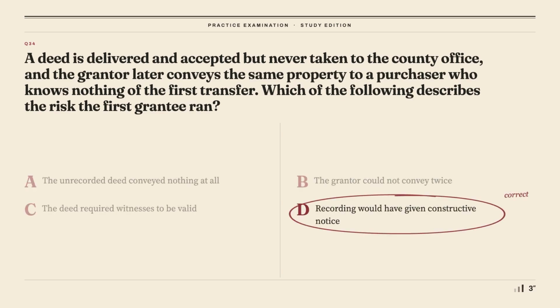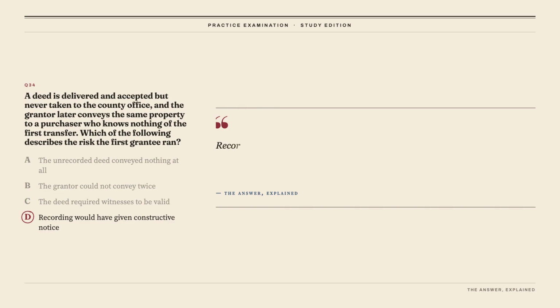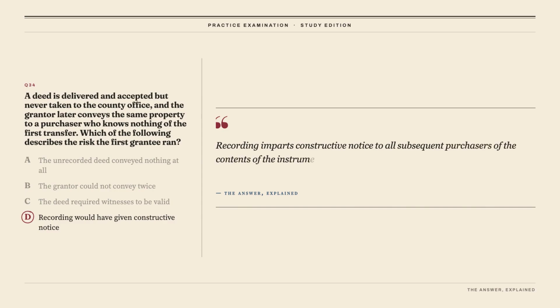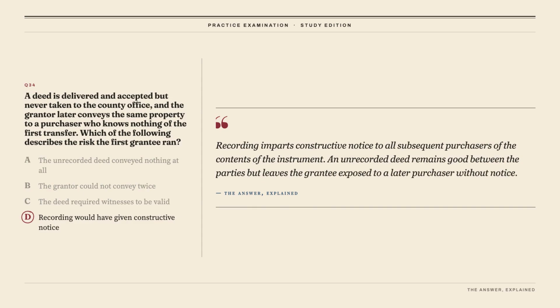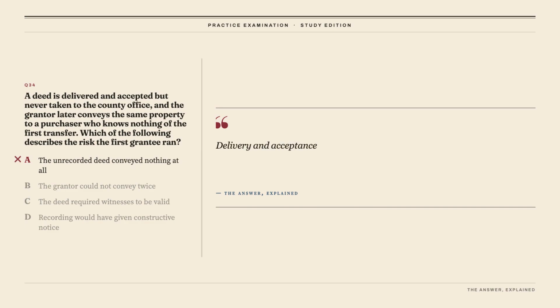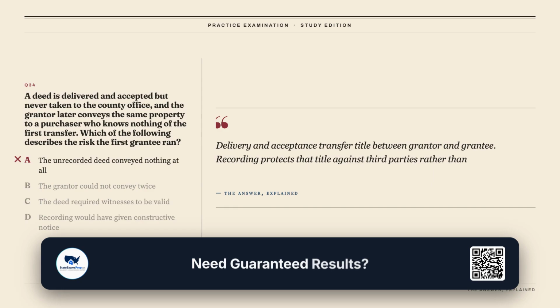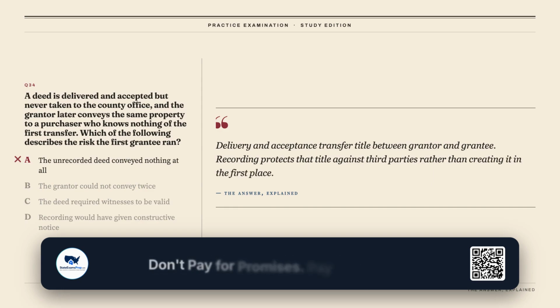The correct answer is D. Recording would have given constructive notice. D is correct because recording imparts constructive notice to all subsequent purchasers of the contents of the instrument. An unrecorded deed remains good between the parties, but leaves the grantee exposed to a later purchaser without notice. A is wrong because delivery and acceptance transfer title between grantor and grantee. Recording protects that title against third parties rather than creating it in the first place.